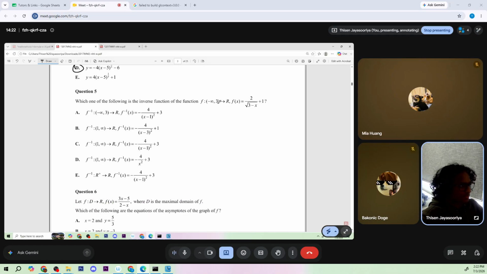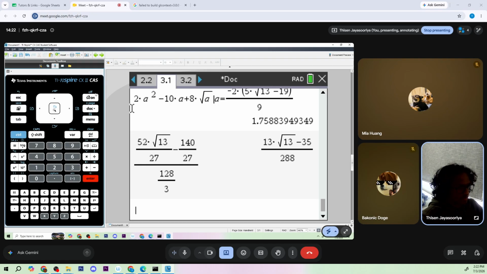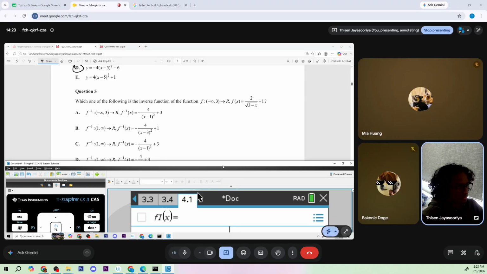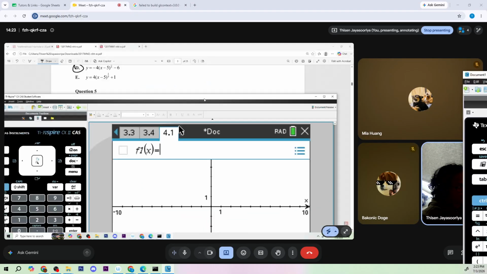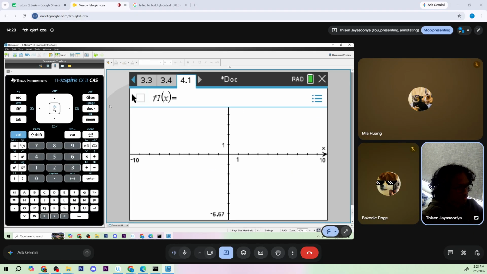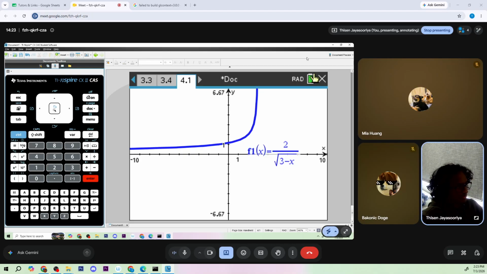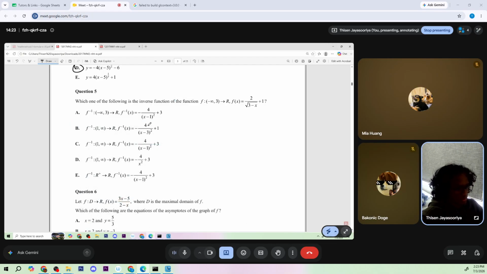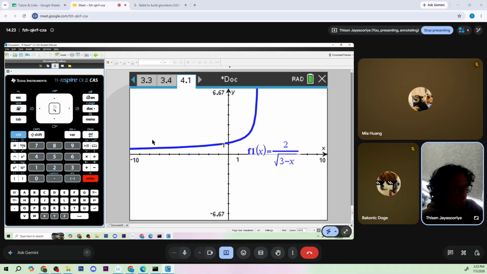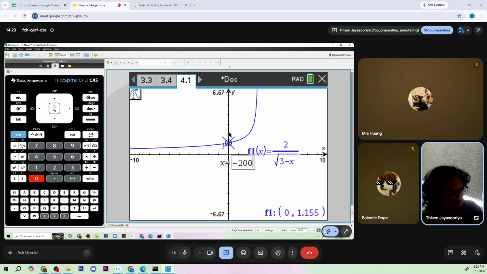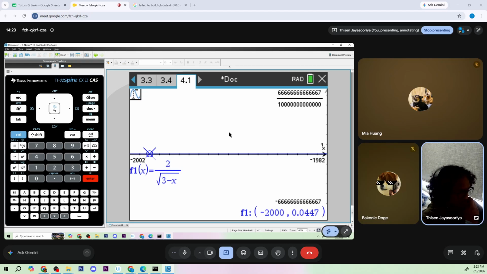This one here has an inverse function. So here, I'm going to open my calculator screen first, and I'm just going to sketch this one. This is going to be 2 divided by the square root of 3 take away x. So 2 divided by 3 take away the square root of x. So here, the domain of this one, what is the value that this one would approach? Let's try and go to a really small x value. So it looks like it approaches 0.